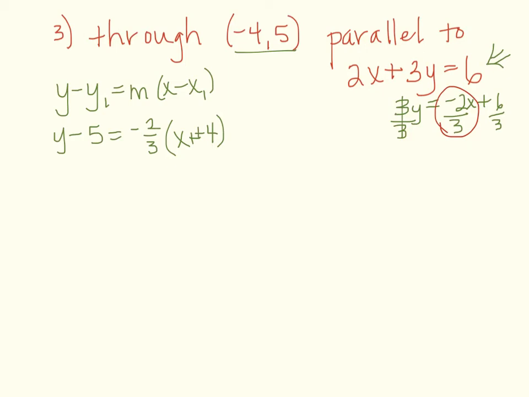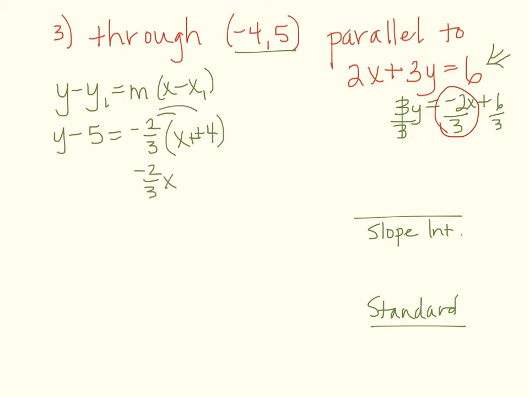Once again, don't forget we have to be able to write this two ways. We have to be able to write this in slope-intercept form. We also have to be able to write this in standard form. First thing we do is distribute that negative 2/3 in, or that slope in. And then we add our 5 over.